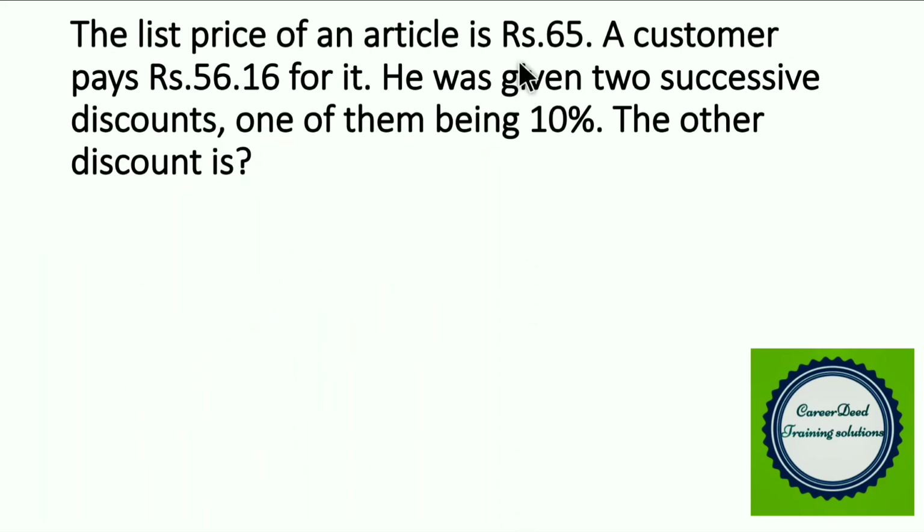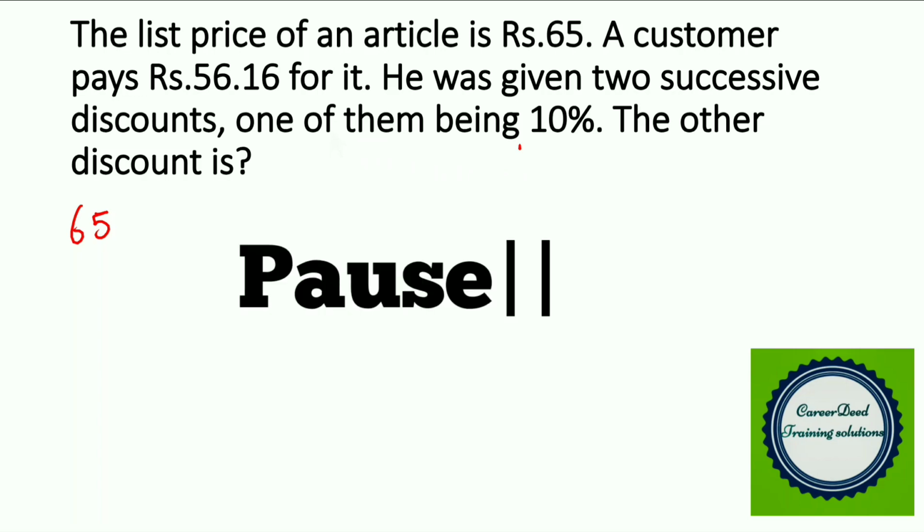The list price of an article is rupees 65. A customer pays rupees 56.16 for it. He was given 2 successive discounts. One of them being 10%, the other discount is dash. Okay, the actual market price is 65 rupees. One discount is 10% and you have to find the other discount. Your time is 45 seconds. Pause the video, work, then play the video.